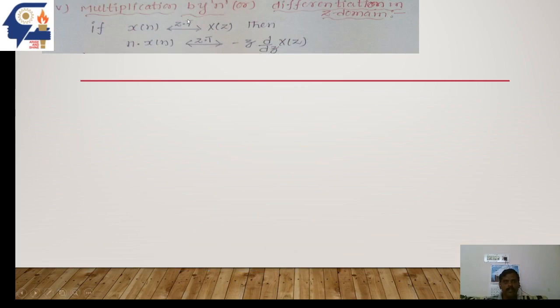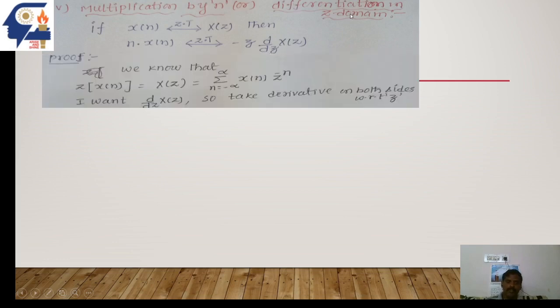Next, multiplication by n or the differentiation in z domain. Why I am calling it multiplication by n means x of n is multiplied with n. Otherwise, I gave another name, differentiation in z domain. That means d by dz of X of z. It is a differentiation with respect to z. That is why I kept the name differentiation in z domain. We will see the proof.